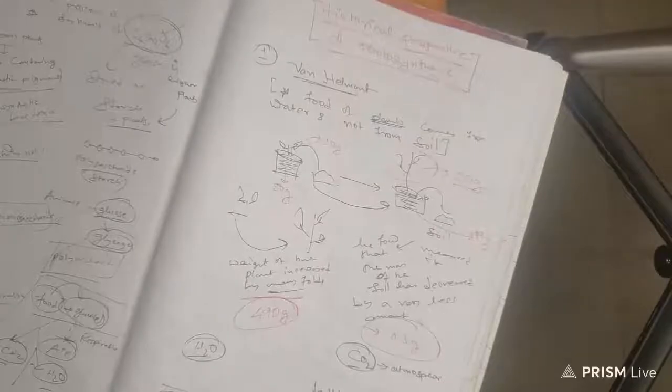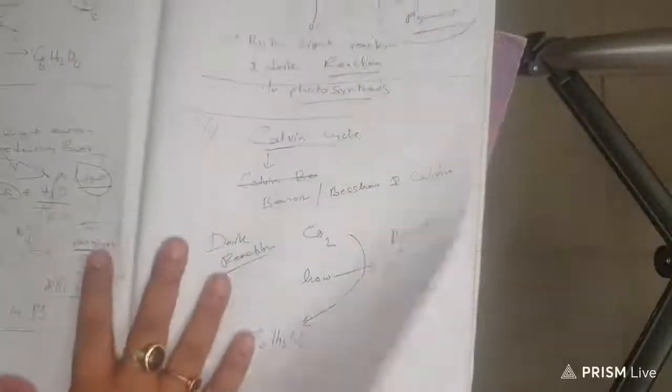Now, if you look into any reference book or any other sites, you will at least find 50 to 60 scientists' names. I have only told you the important ones, which are essential for understanding the process of photosynthesis.